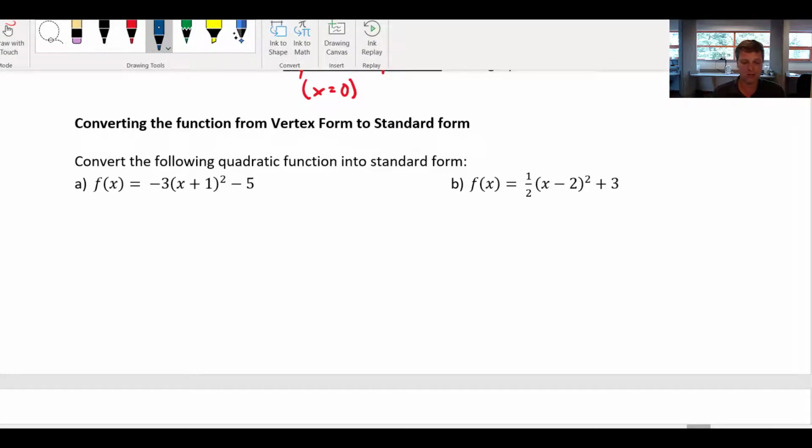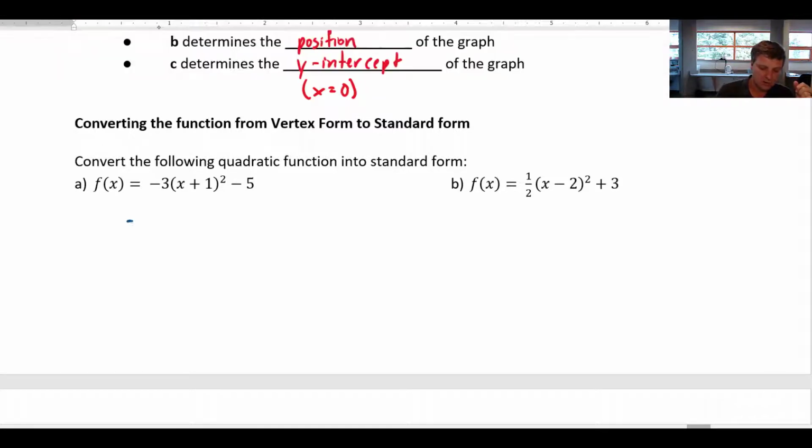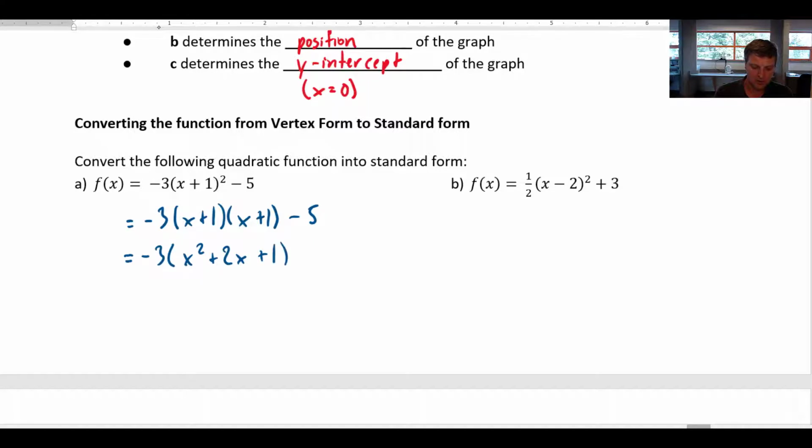This should be fairly straightforward. We saw one already. Basically, I just need to expand out, distribute across my brackets, and then collect like terms. So this is going to be negative 3, times (x plus 1), and then that's (x plus 1) again, minus 5. So don't forget this leading a term here when I FOIL out. Negative 3, this is going to FOIL out to x squared plus 2x plus 1.